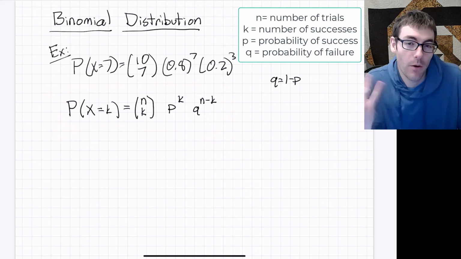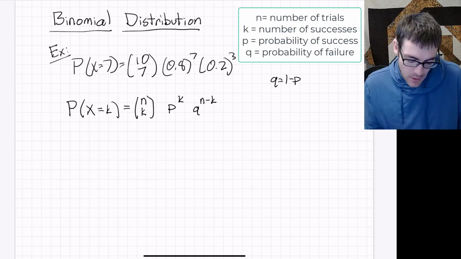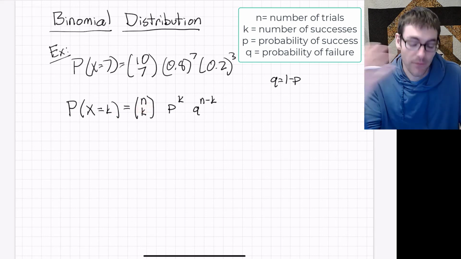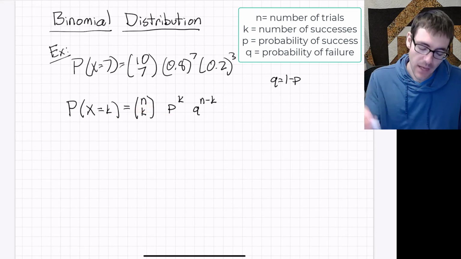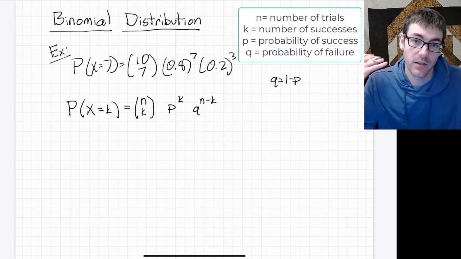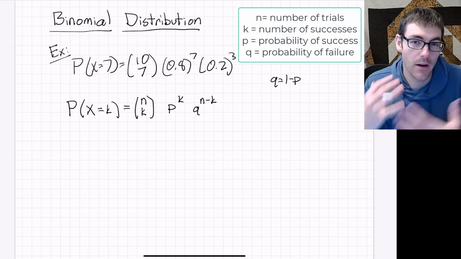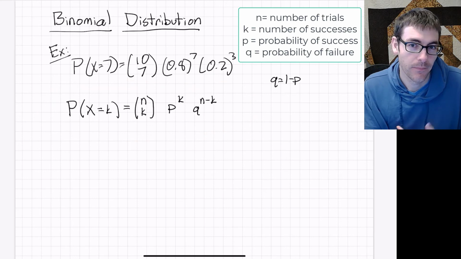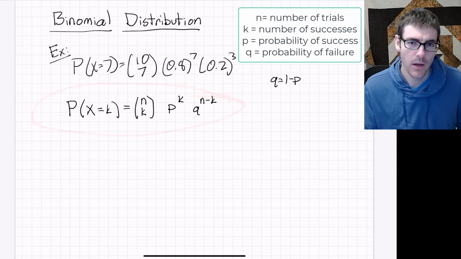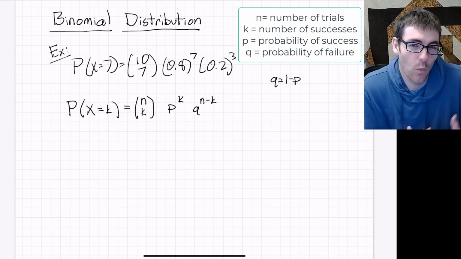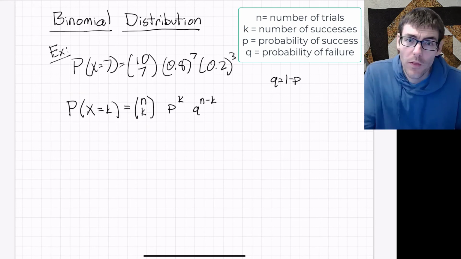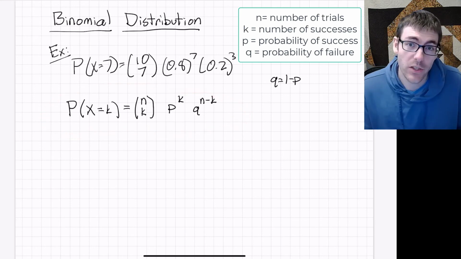If we want to know the probability of a certain number of successes, we plug that in for k, we say n is the number of attempts, p is the probability of success, and q is the probability of failure. And then this equation gives us the probability of that number of successes. So yes, you can just use this formula, but I really wanted to dive into why exactly it does what it does.